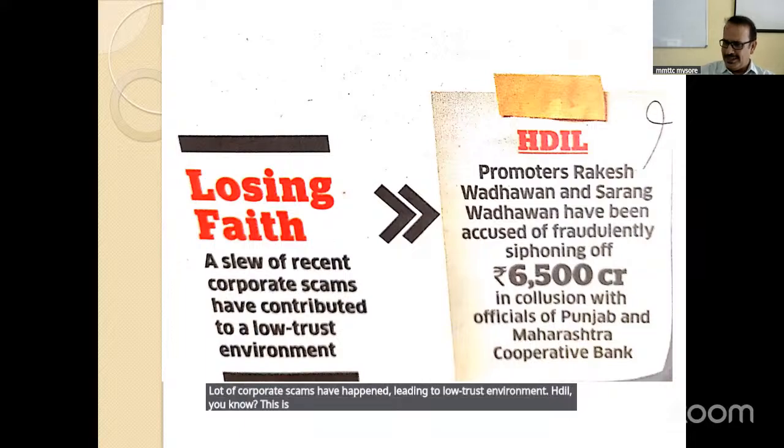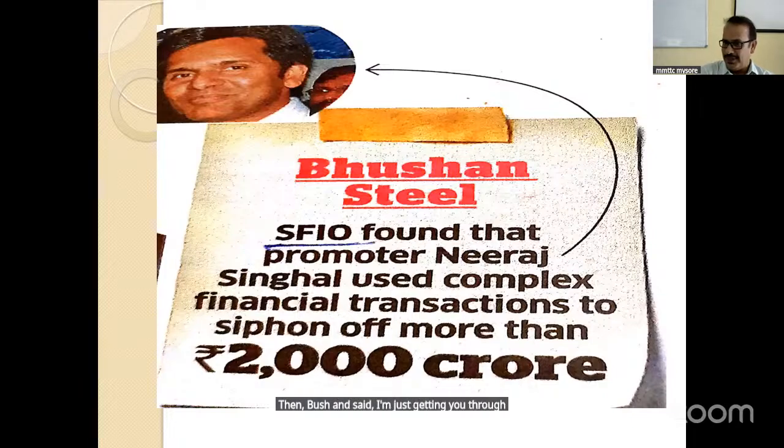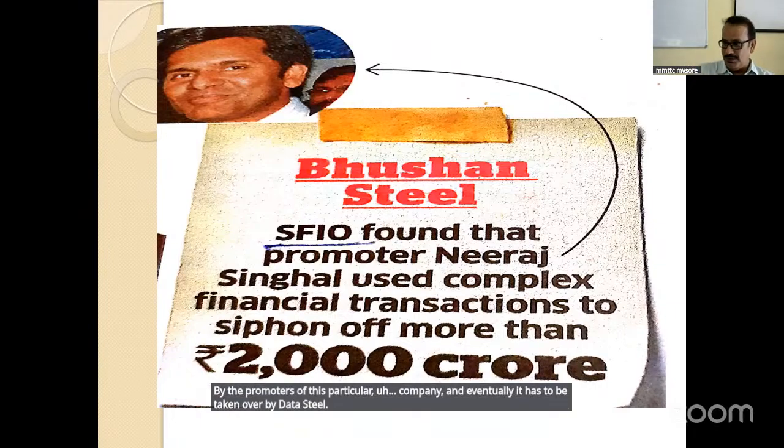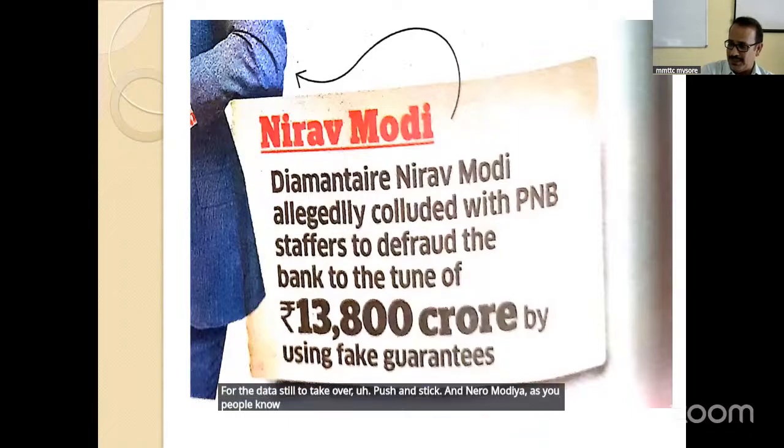HDIL, this is a fraud that is associated with Punjab and Maharashtra Cooperative Bank, and the worth of that fraud was 6,500 crores. Then Bhushan Steel, I'm just getting you through the headlines. Just see how much crores have been siphoned off by the promoters of this particular company, and eventually it had to be taken over by Tata Steel in order to reconstruct it differently. 2,000 crores. Then 35,200 crore was the settlement amount for Tata Steel to take over Bhushan Steel. And Nirav Modi, as you people know, you might have seen that even though you are not commerce and management, you will be knowing as a general part of what is happening in the business economy.